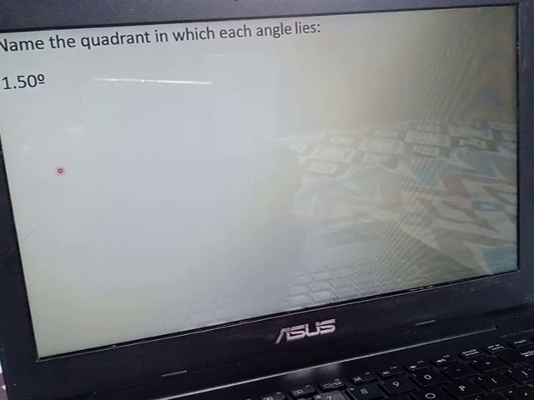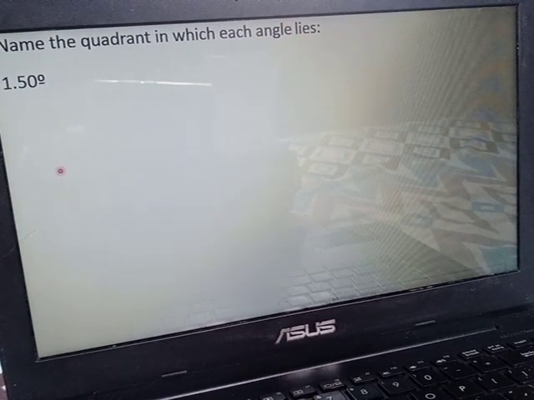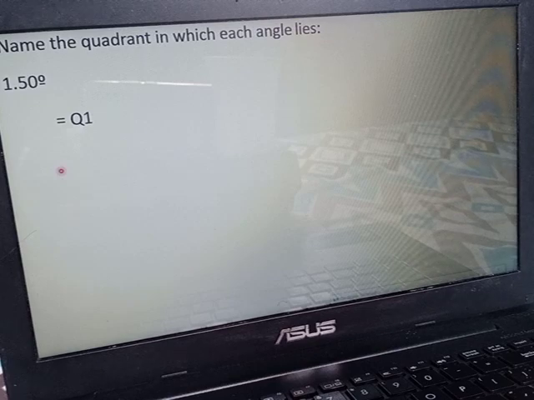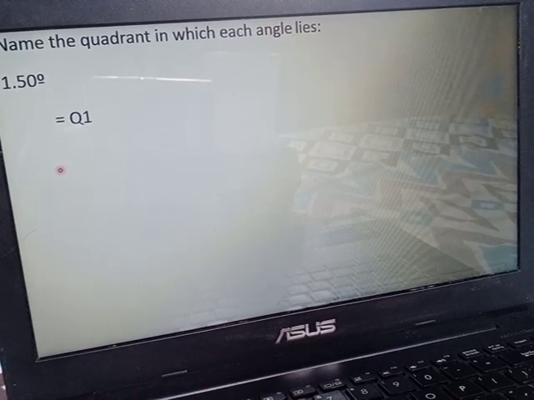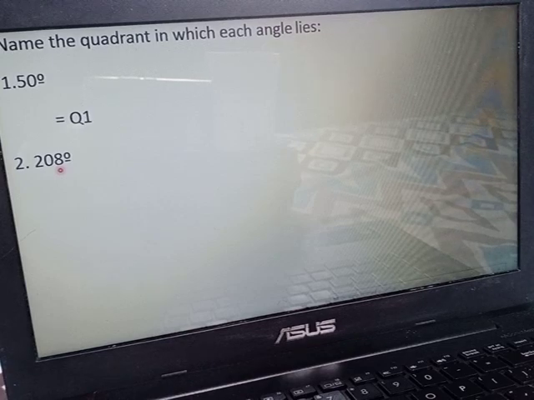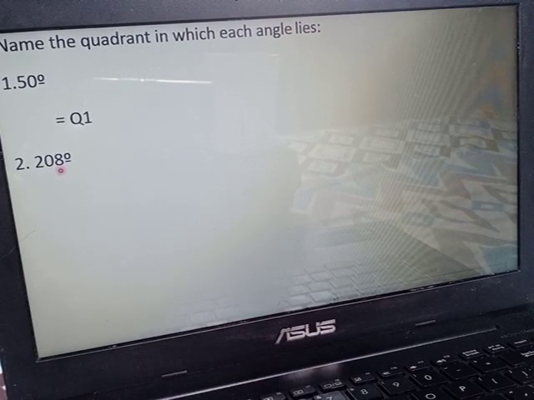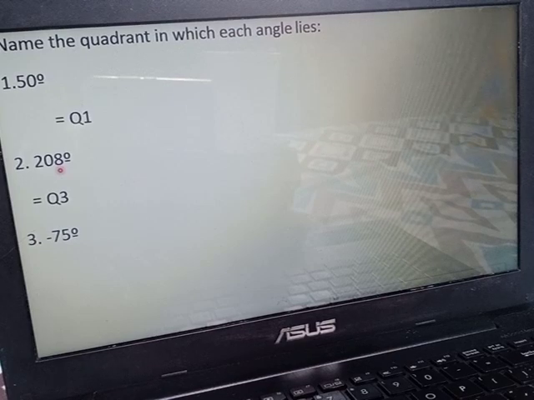So let's name the quadrant in which each angle lies. We have 50 degrees. What is the quadrant of 50 degrees? If we look at our Cartesian plane, it is in quadrant 1. And then the second one is 208. Again looking at the Cartesian plane, the answer is quadrant 3. Next, we have negative 75 degrees.